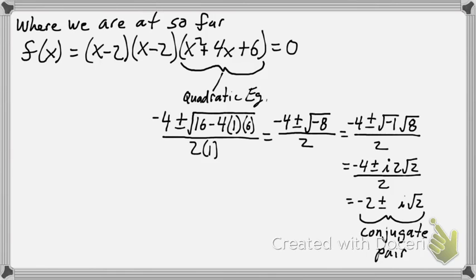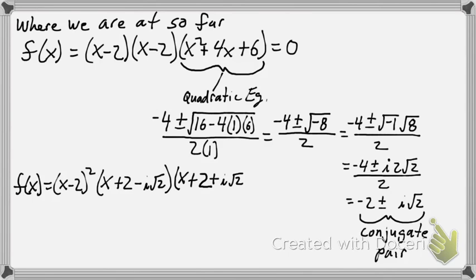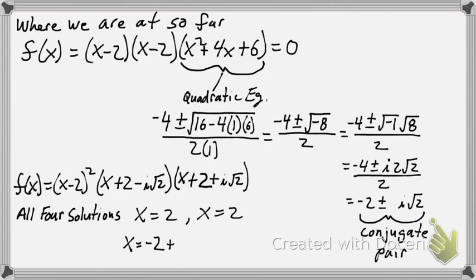All right, so this yields me two more answers. Negative 2 plus i root 2, negative 2 minus i root 2. Remember what we said about complex roots. Always in conjugate pairs. So now we have all four of our roots. There's the polynomial completely factored out. And these are all the values of x that will make the polynomial 0.